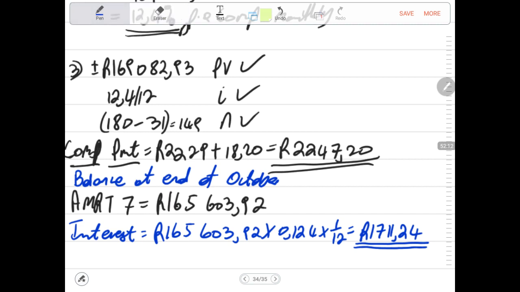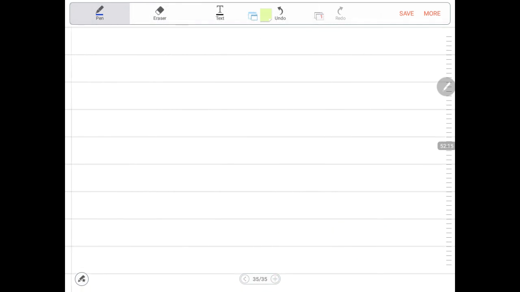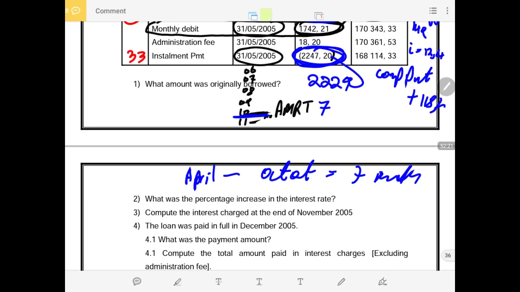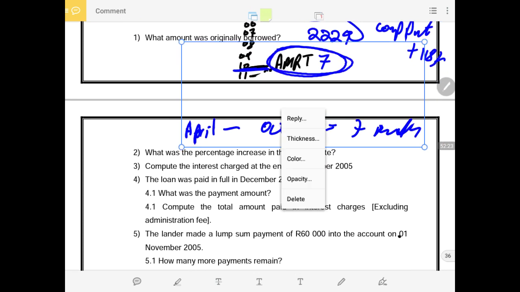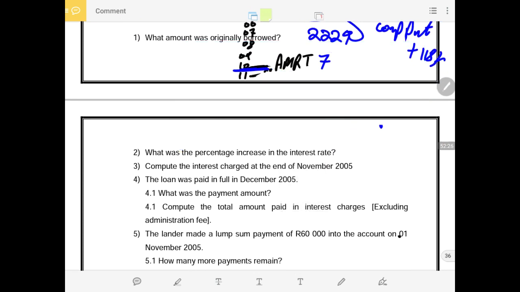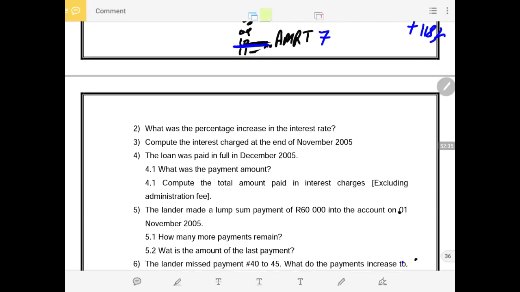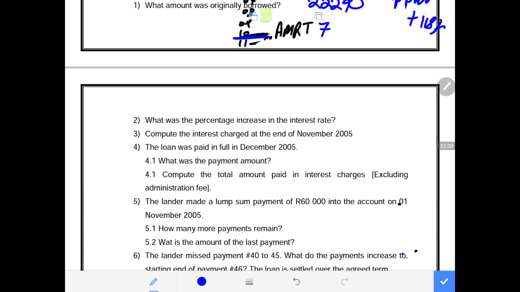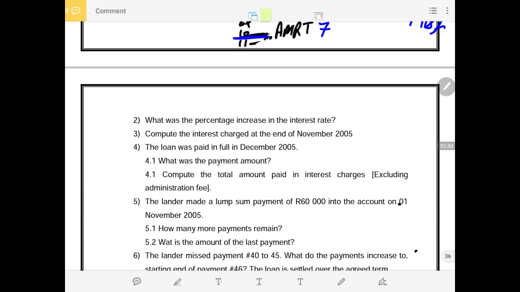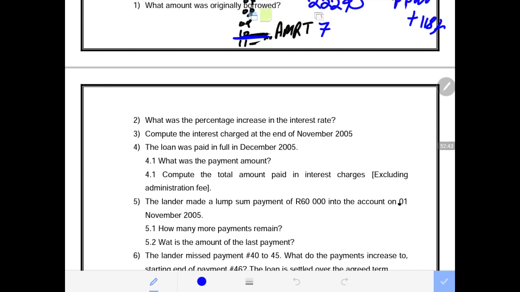So we have made ourselves very clear in terms of this one. Let us now look at the next requirement, which should be requirement number 4, if my memory still serves me well. We're still on question 7, but don't worry, I've explained everything now, and these questions will not require much explanation. Number 4 is divided into 2. It says the loan was paid in full in December 2005. That's very lovely. So what was the payment amount?